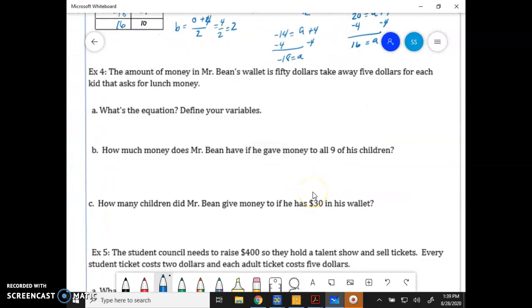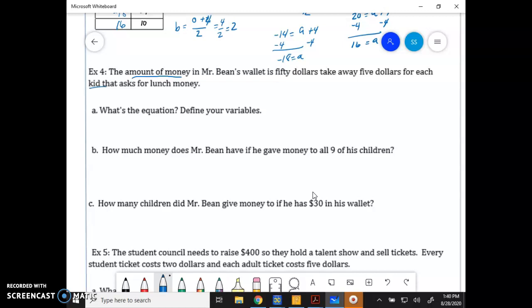The amount of money in Mr. Bean's wallet is $50. Take away $5 for each kid that asks for lunch money. Okay, so what is the equation and define the variables? So variables is what changes. So let's see what would change, right? The amount of money would change. And it says for each kid that asks. So we don't know how many kids. So the kids must vary as well.